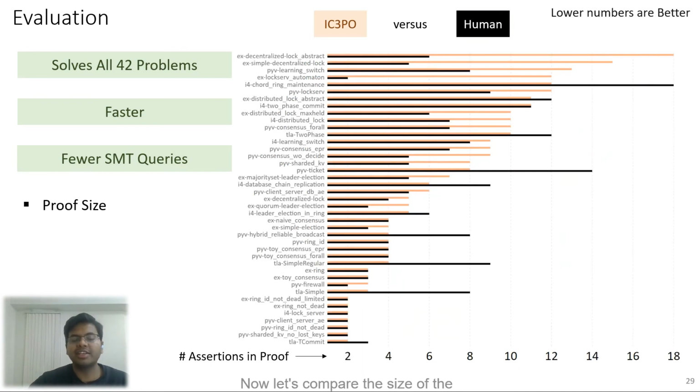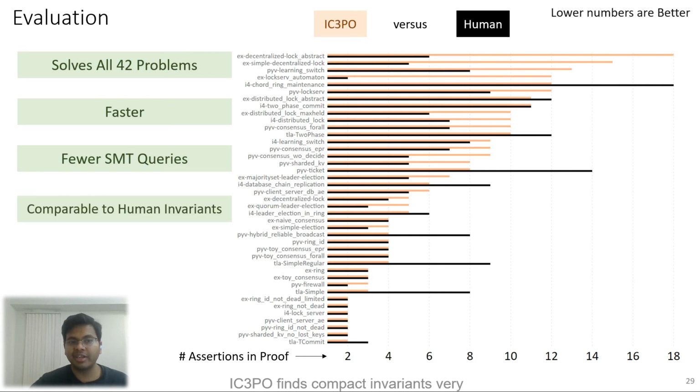Now let's compare the size of the inductive invariants compared to human-written invariants, that is, the number of clauses in the inductive proof between manual proof and auto-generated proof from IC3PO. Again, the lower numbers are better. IC3PO finds compact invariants very much comparable to the human-written ones and even smaller in several cases, as shown by the long black lines on the right here. Complete details and evaluation artifact is available in the paper for an independent comparison.